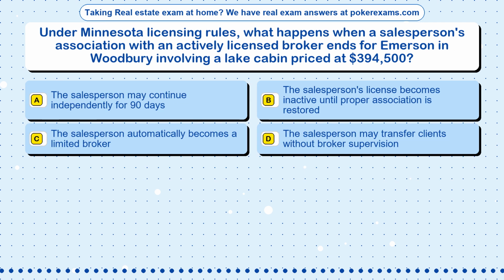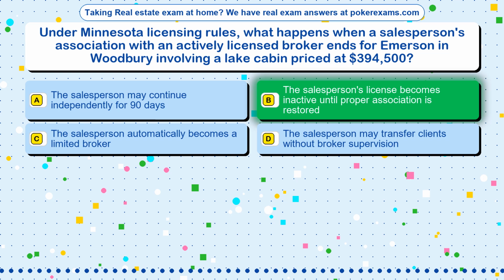Question 18. Under Minnesota licensing rules, what happens when a salesperson's association with an actively licensed broker ends for Emerson in Woodbury involving a lake cabin priced at $394,500? Option A. The salesperson may continue independently for 90 days. Option B. The salesperson's license becomes inactive until proper association is restored. Option C. The salesperson automatically becomes a limited broker. Option D. The salesperson may transfer clients without broker supervision.